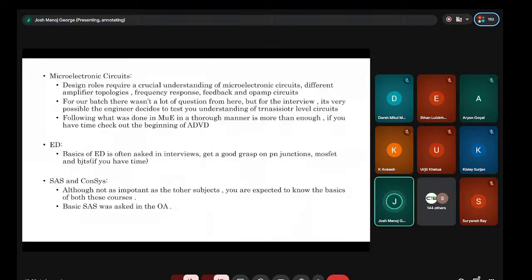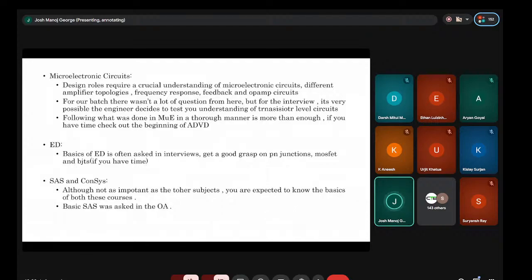Regarding ED, most of the stuff they ask in ED, they don't ask in the OA, at least for our batch. But I would suggest getting a very good grasp on PN junctions and MOSFETs and BJTs if you have time. They do ask this in interviews. A lot of my friends were asked questions from ED.